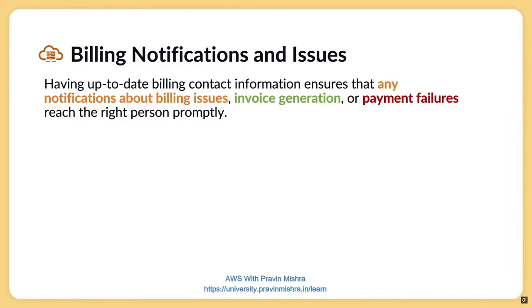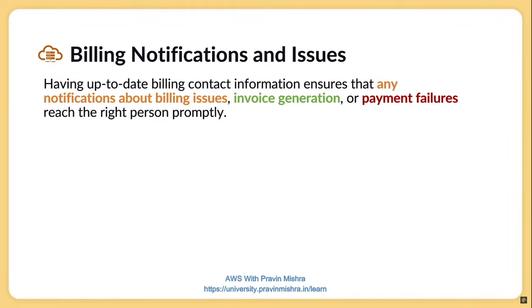First is billing and notification issues. Having up-to-date billing contact information ensures that any notifications about billing issues, invoice generation or payment failures reach the right person promptly. So it's very important for you to configure correct contact information for billing. This will help avoid service interruption due to unpaid bills or billing disputes.